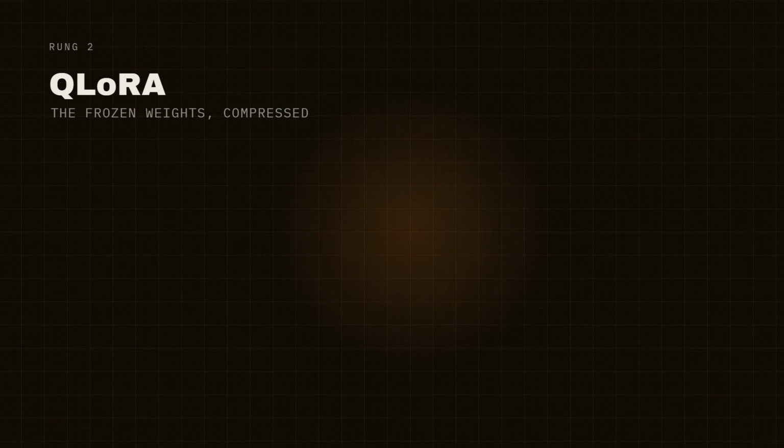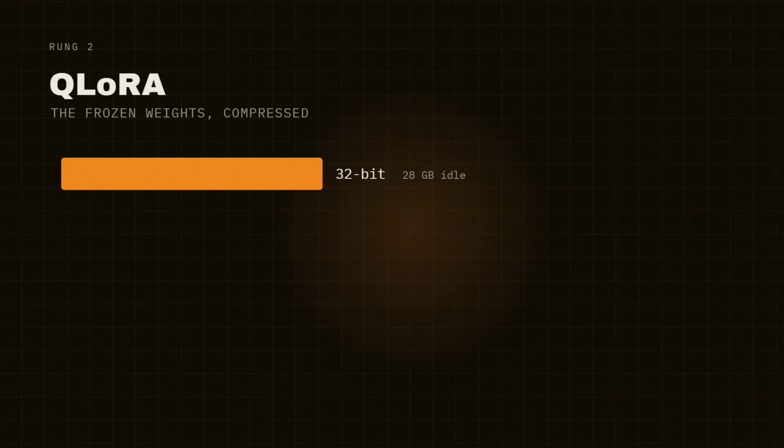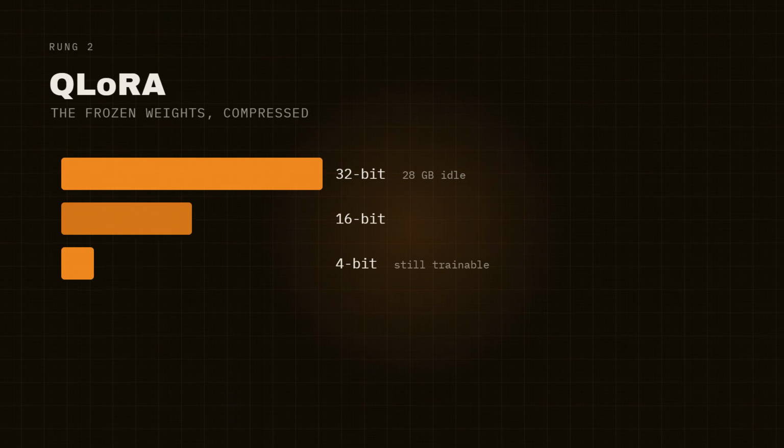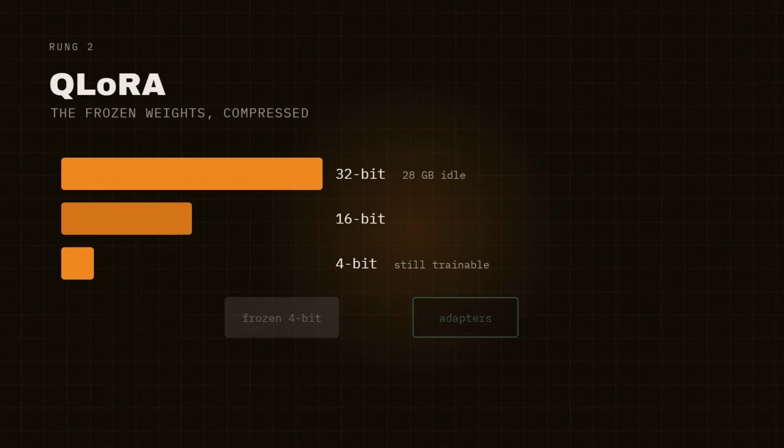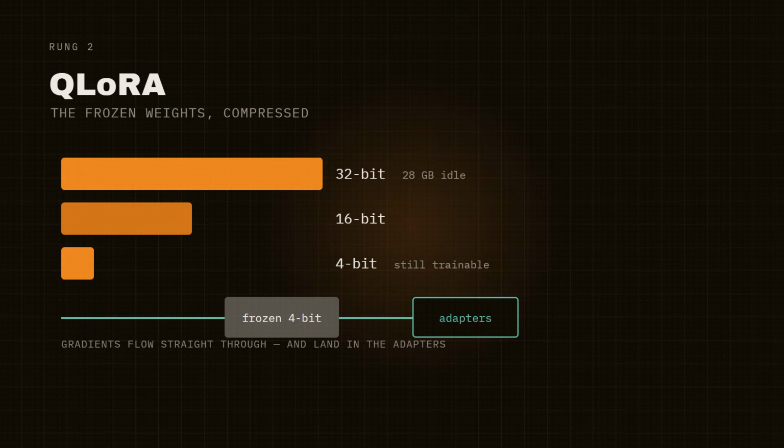LoRA killed the gradients and the optimizer states, but the frozen weights are still sitting there in full precision, 28 gigabytes doing nothing but being read. QLoRA compresses them, 4-bit instead of 32. And here's what makes that work, rather than just makes it smaller.